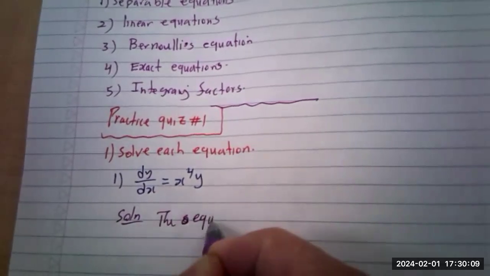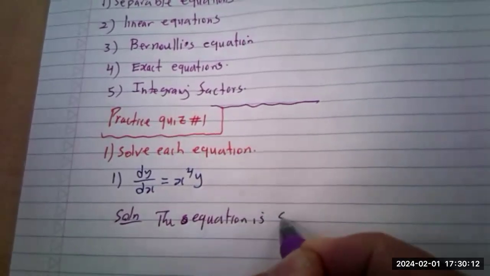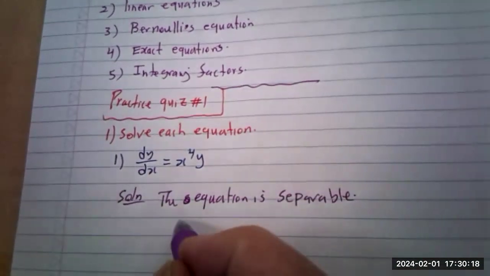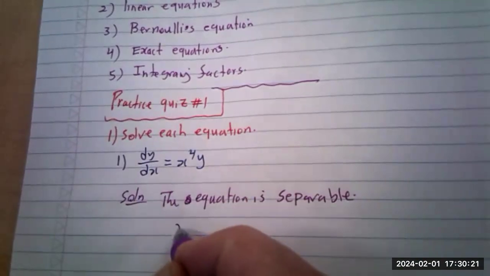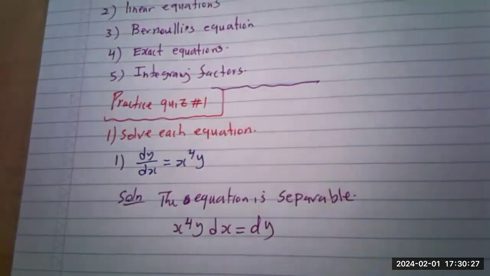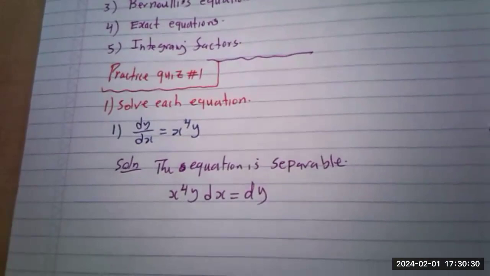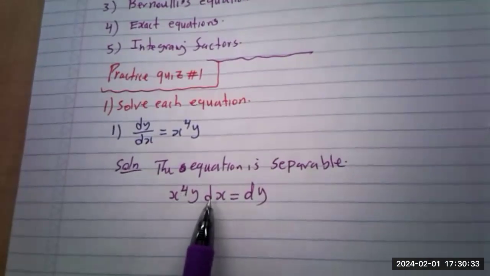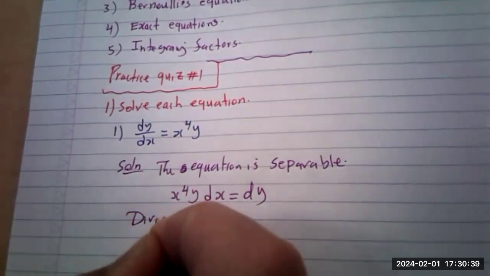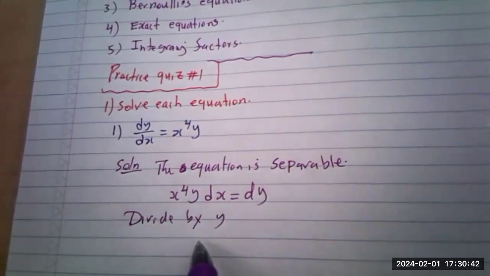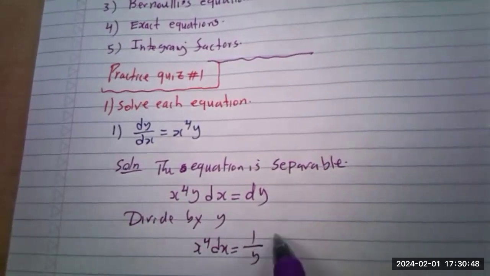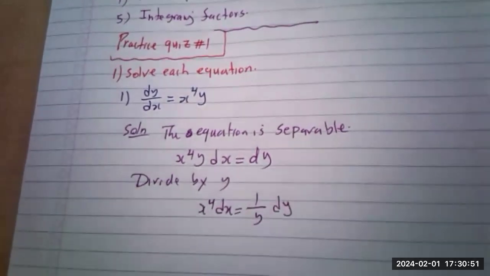Even if you cannot find out at first, cross multiply. If you cross multiply, that gives you x to the 4th y dx equal to dy. So you have to put the y's together and the x's together. So x to the 4th dx, y is an extra, so divide by y. That gives you x to the 4th dx equal to 1 over y dy. As you can see, it's an equation with separable variables.